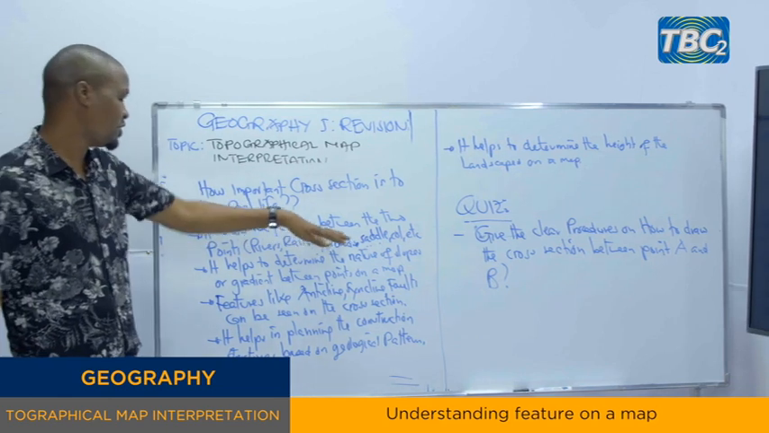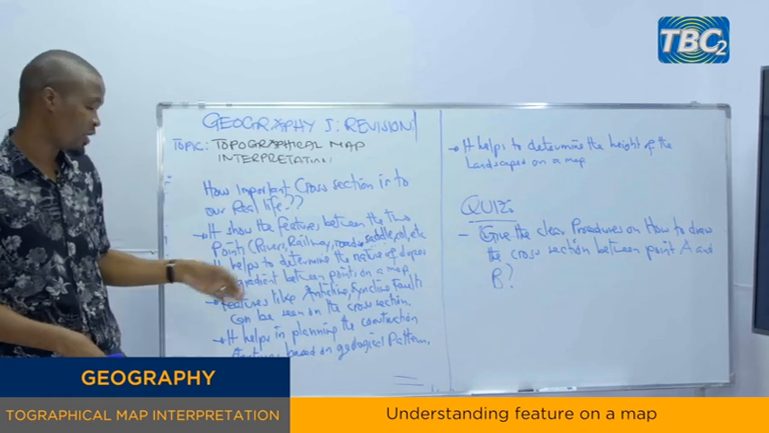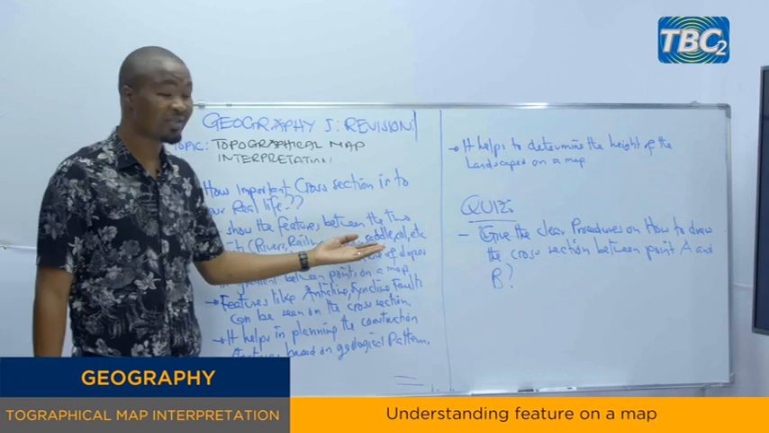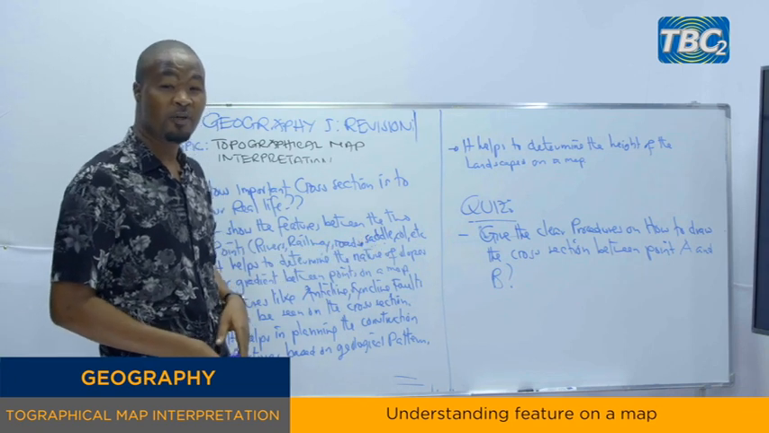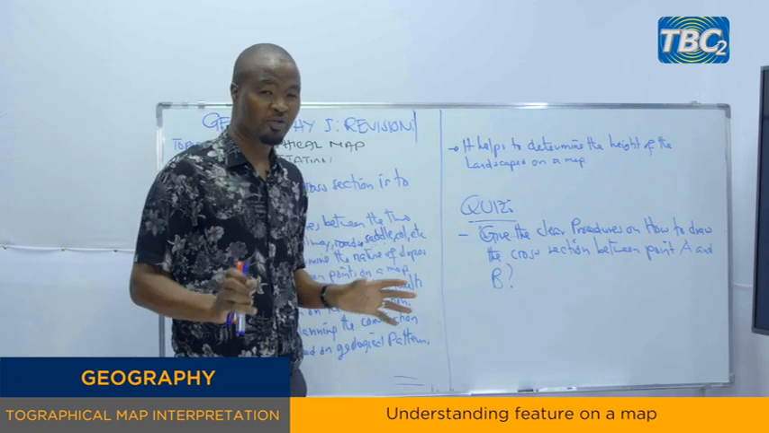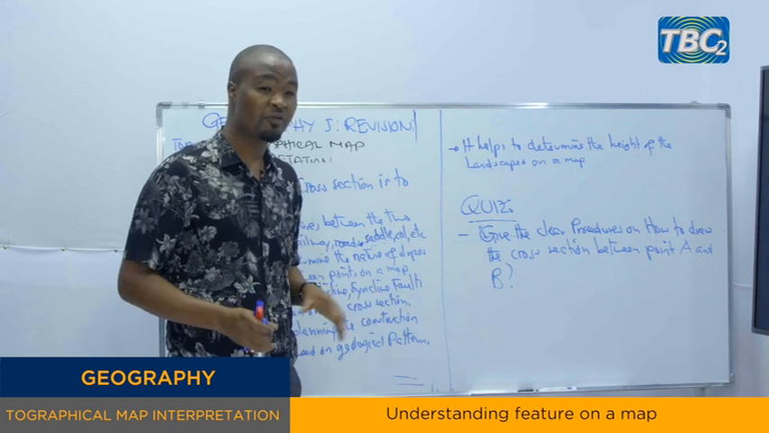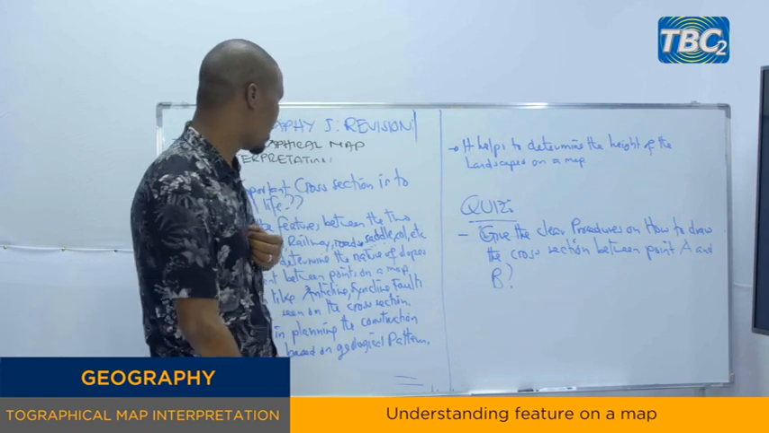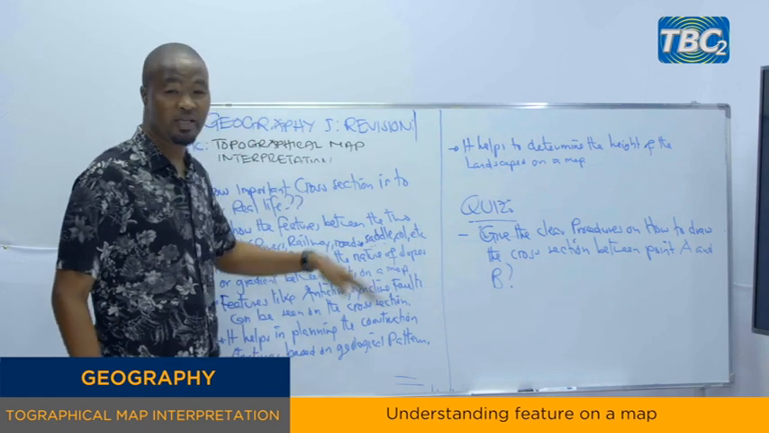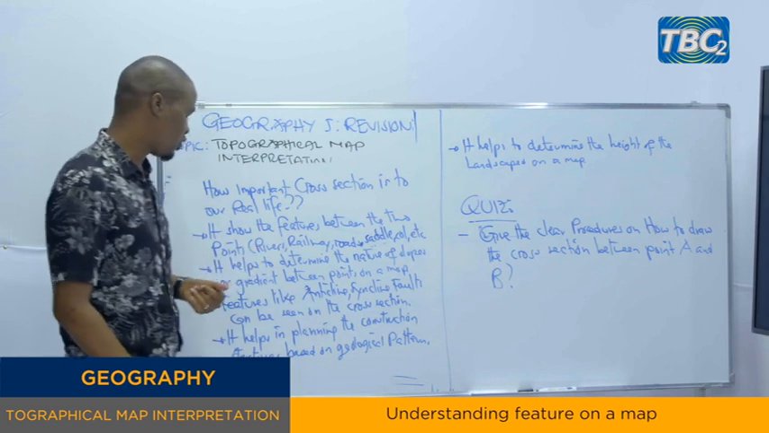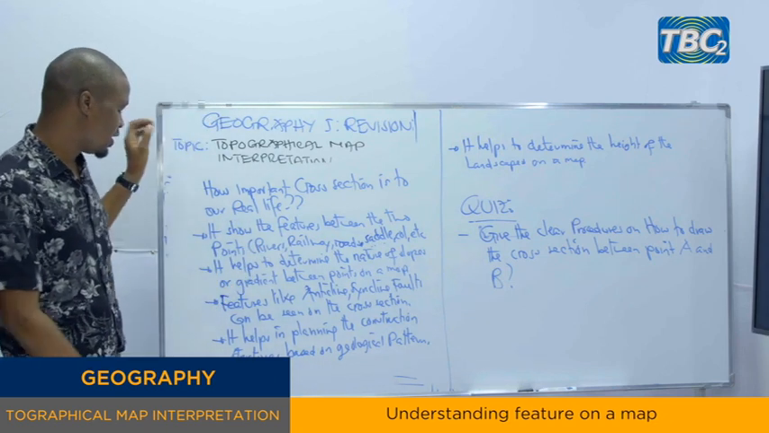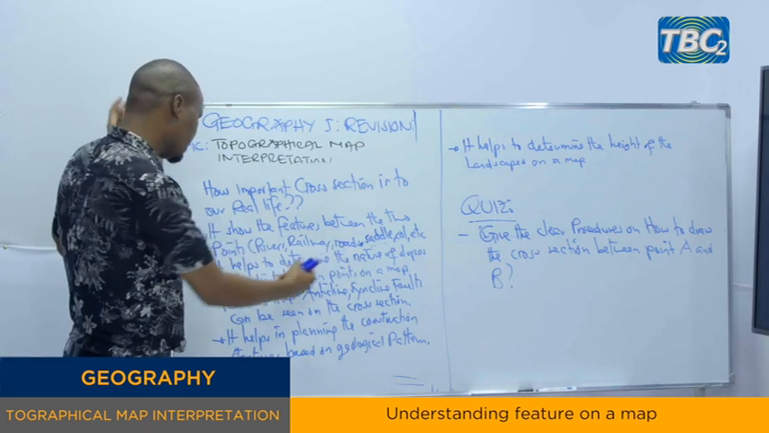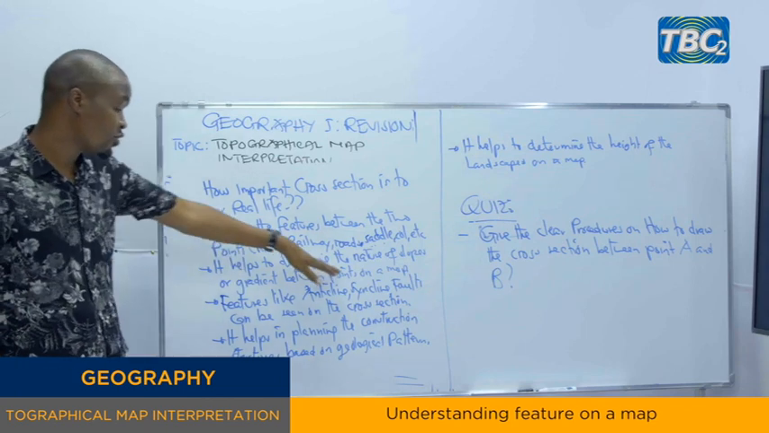It also shows features between the 2 points, features like a river, railway, road, saddle, coal, etcetera. We call these the natural features. It means once you draw the cross section between the 2 points, you can determine either natural or artificial features like the ones I've mentioned. Then it helps to determine the nature of the slope or gradient between the 2 points on the map.